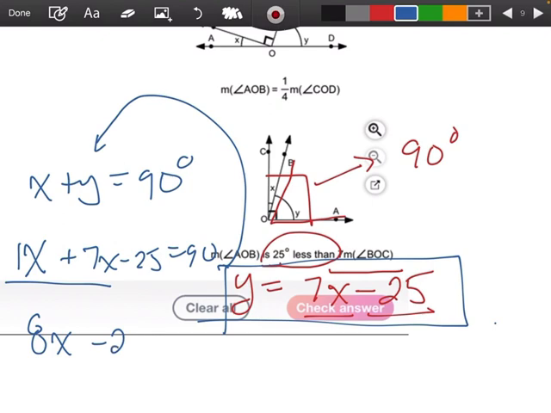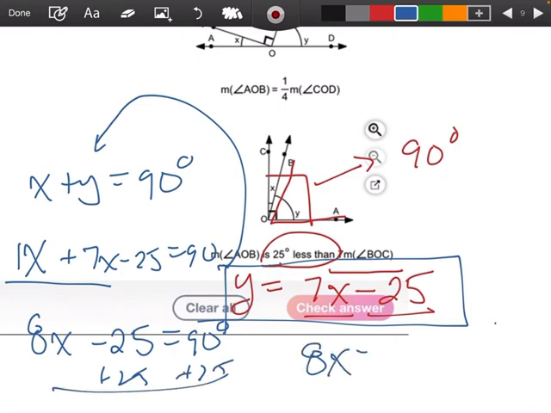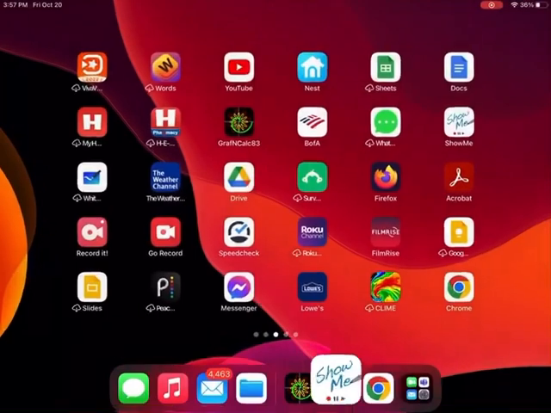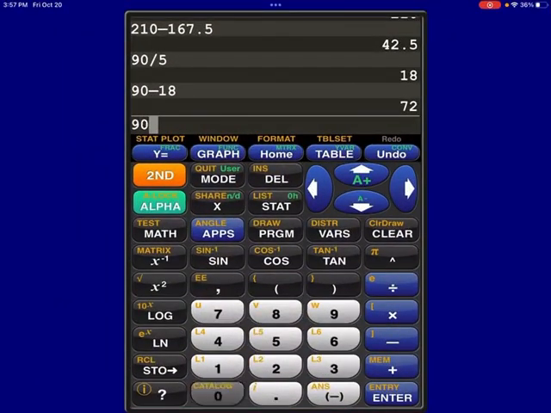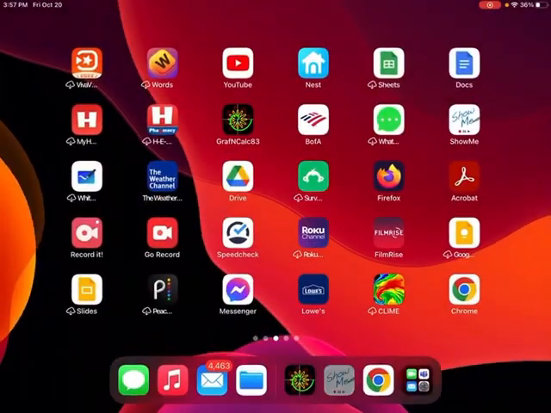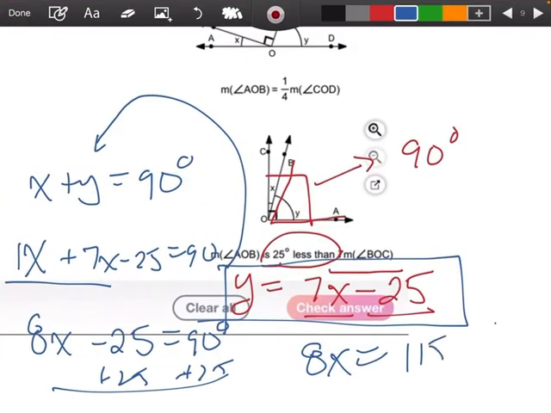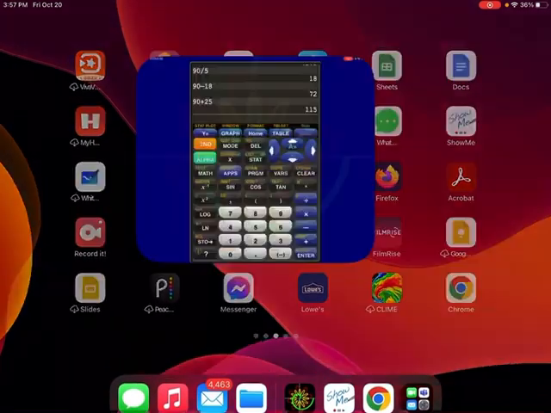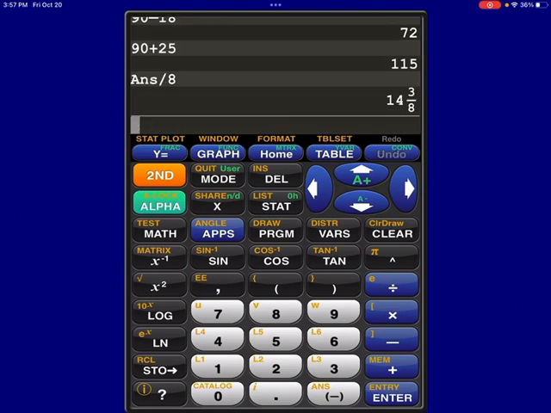So 1x and 7x is going to leave me with 8x minus 25 equals 90 degrees. I'm going to add 25 to both sides. So that's going to leave me with 8x equals, let's see, 90 and 25 should be something like 115. Boom, there it is, 115. And then, y'all, I'm going to divide this by the number 8, so I can figure out the measure of angle x.